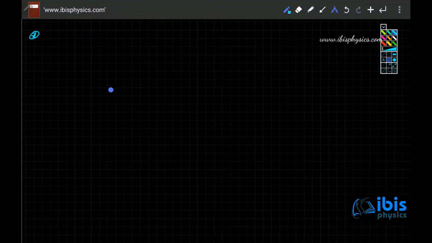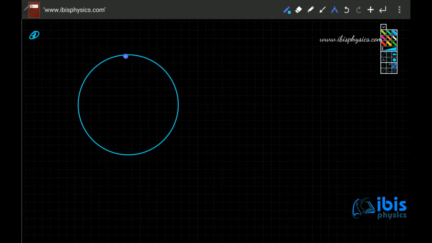Number one says there is a circular track of diameter 200 meters. So the diameter of this circular track is 200 meters. An athlete goes around one full track, which we call one lap, in 40 seconds.